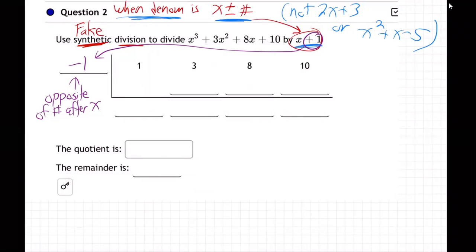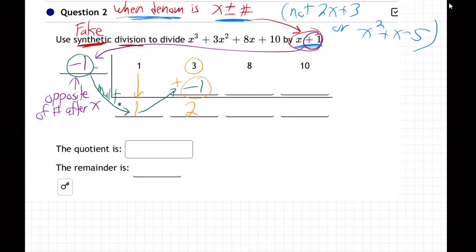And then you bring this down, 1, like that. And then you take this number and you multiply. -1 times 1, and you write it right there, -1. So -1 times 1 is -1. And then you add 3 plus -1, 2.